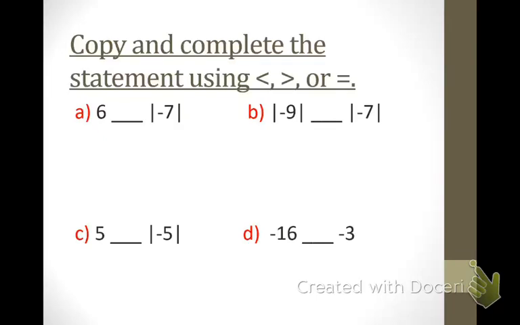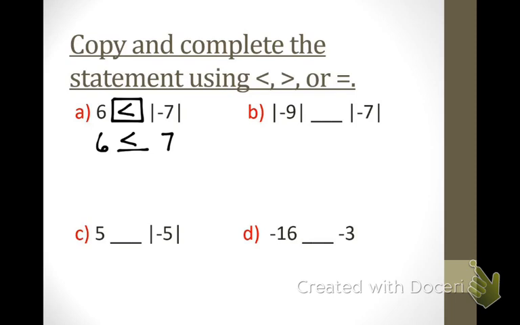The next part is asking us to copy and complete this statement using less than, greater than, or equal to. The main thing you got to do here is just figure out what the values are. So 6 is obviously just plain old 6, and then the absolute value, because remember those lines right there mean absolute value, the absolute value of negative 7 is 7 because it's 7 places away from 0. So we can clearly tell here that 6 is less than 7, which means 6 is less than the absolute value of negative 7. Pause the video and try to do the next 3 on your own.